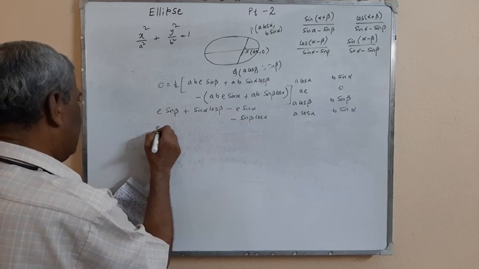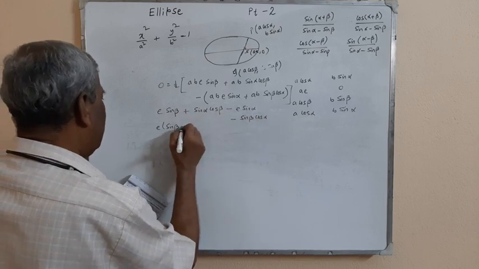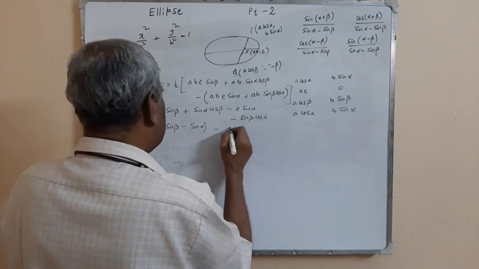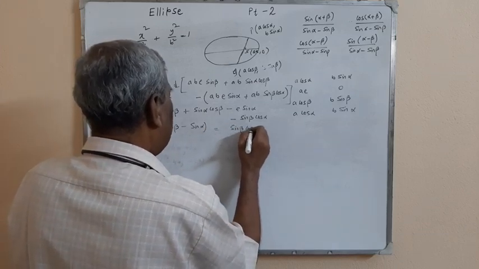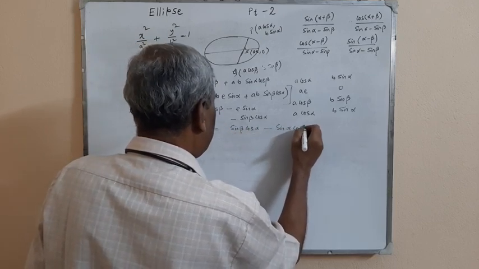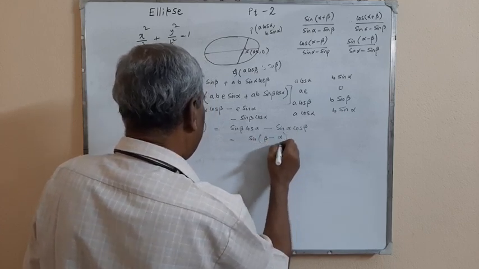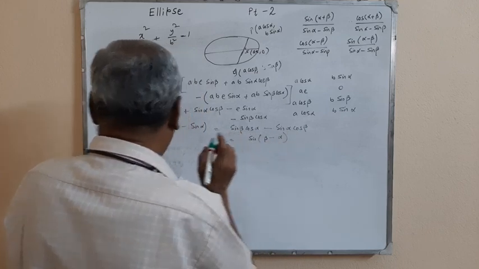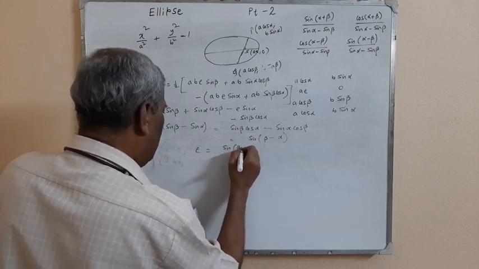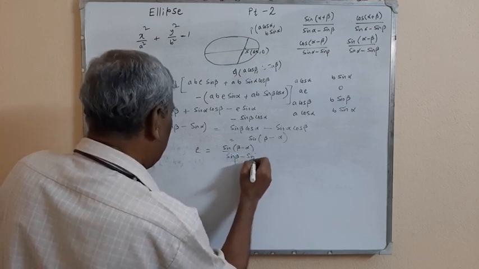So we get E into sin beta minus sin alpha is equal to sin beta cos alpha minus sin alpha cos beta. It is equal to sin of beta minus alpha. Hence, E is equal to sin of beta minus alpha by sin beta minus sin alpha.